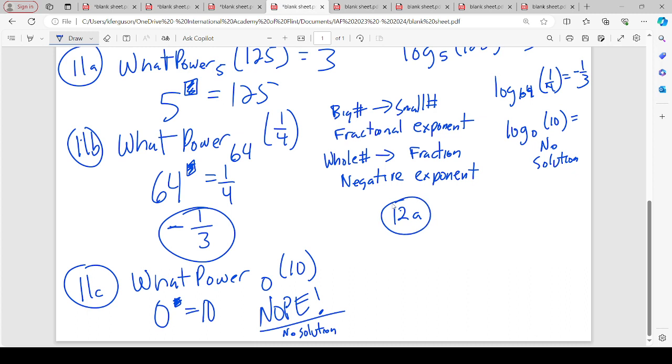12A says, write the log expression in exponent form. So that's log base 7 of 49 equals 2. So I want to write that in exponent form. Well, they told us in the instructions that it looks like b to the L power equals x. So anybody got any clue on what it's going to look like? Exactamundo. 7 to the second power equals 49. That's it.